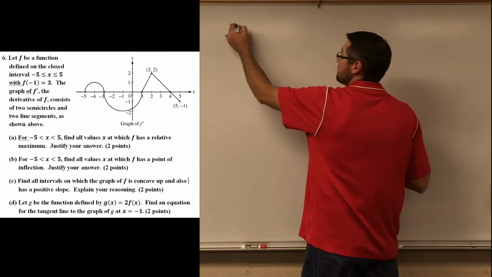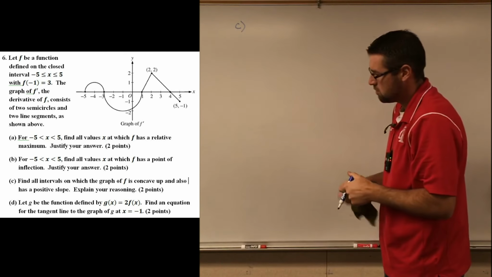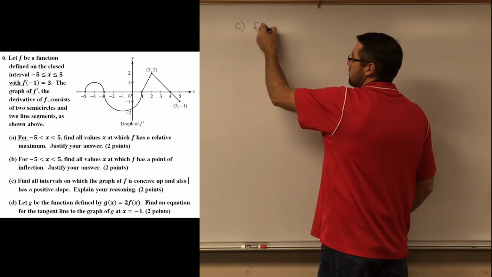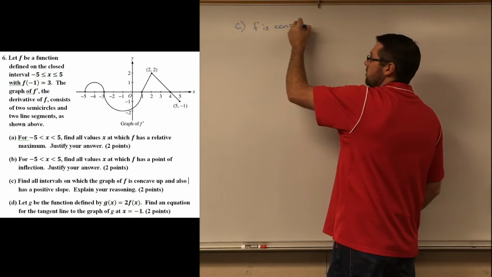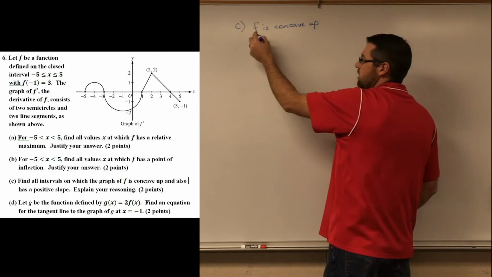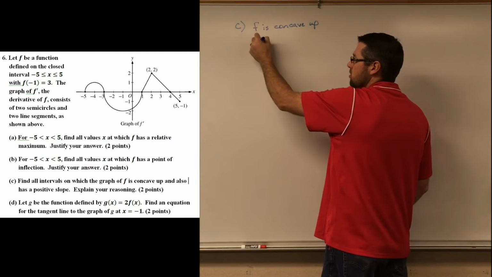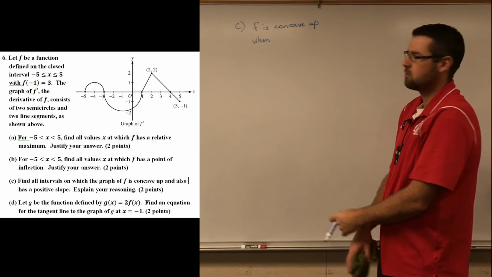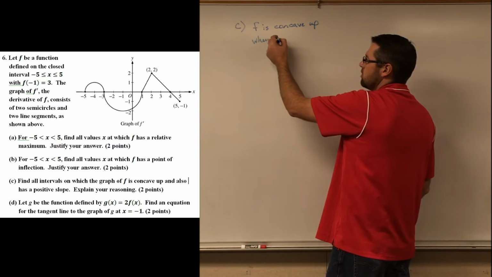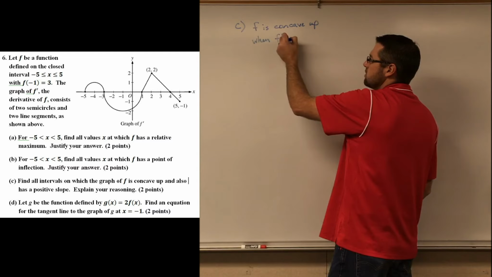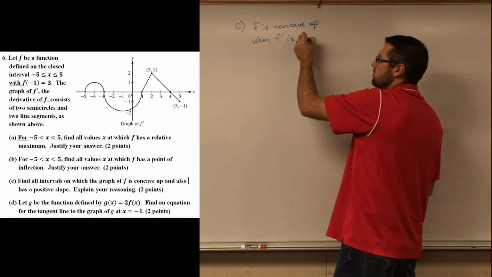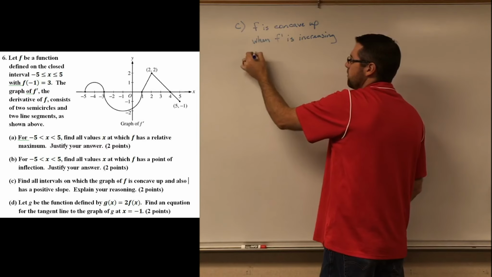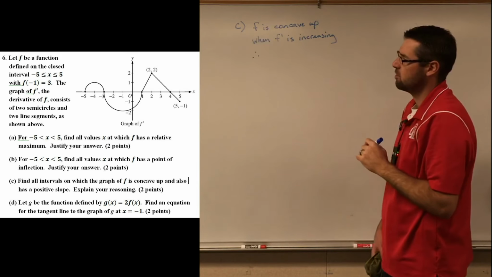All right, so C. F is concave up. Let's see. F is concave up when? What are we looking for? When f prime is increasing. Therefore, where is it concave up?